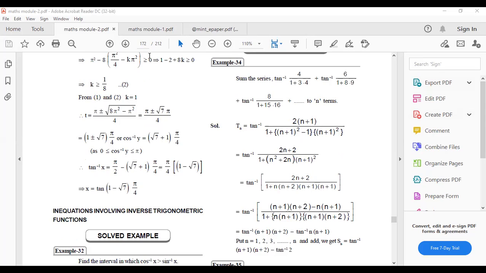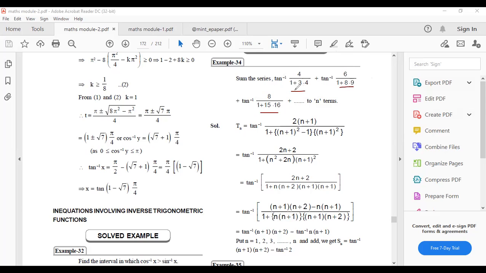Could you think of a general term looking at all these terms? 4 upon 1 plus 3 into 4, 6 upon 1 plus 8 into 9, 8 upon 1 plus 15 into 16 and so on. Could you think of any general term regarding these terms? Because here is where the solution starts. You cannot straight away scribble some first step. You have to think upon it.